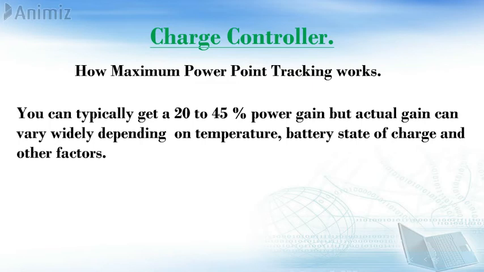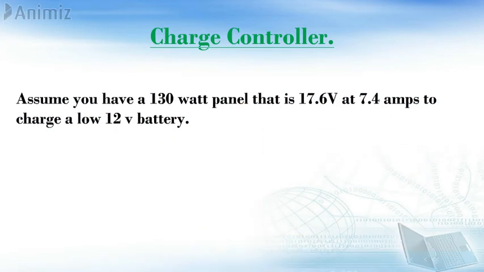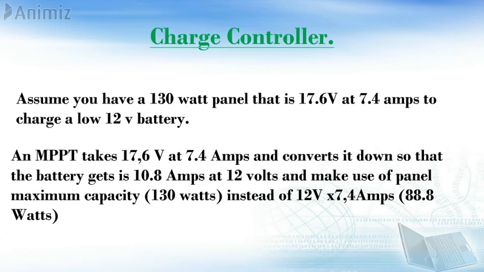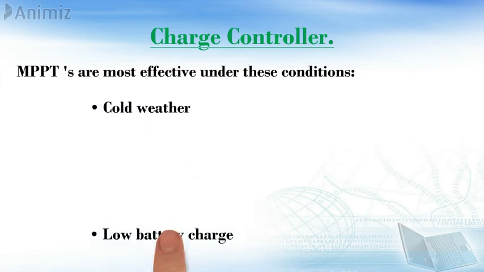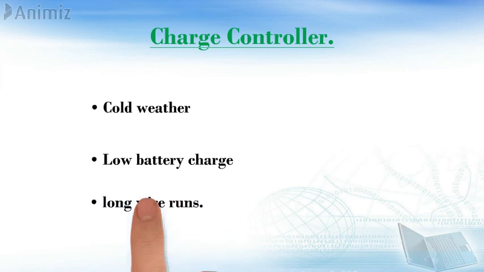For example, assume you have a 130-watt panel that is 17.6 volts at 7.4 amps to charge a low 12 volt battery. An MPPT takes 17.6 volts at 7.4 amps and converts it so that the battery gets 10.8 amps at 12 volts, thereby making maximum use of panel maximum capacity. That is 130 watts. An MPPT regulator is most effective under these conditions: cold weather, low battery charge, long wire runs.